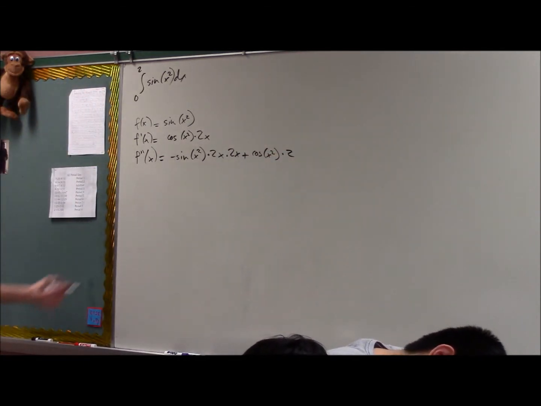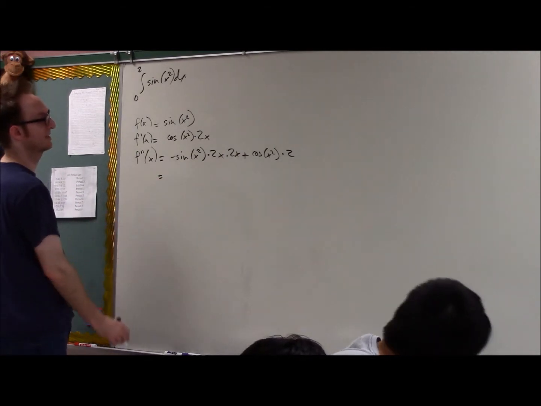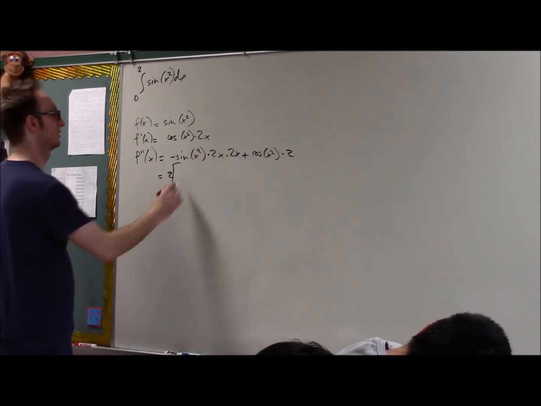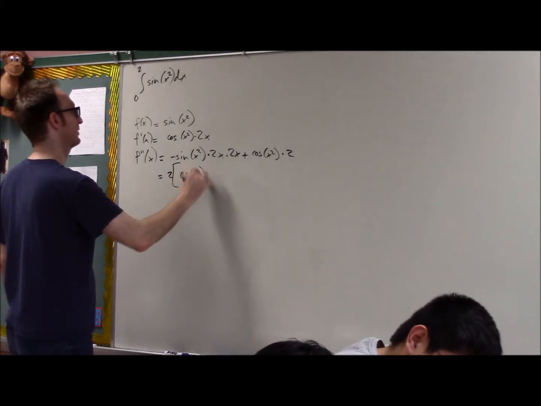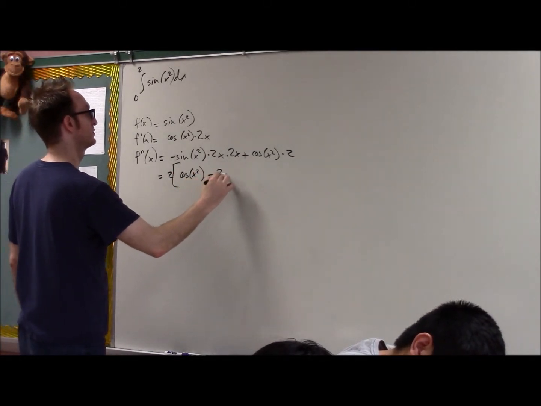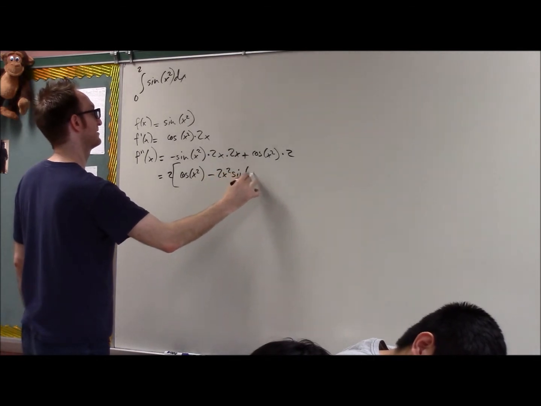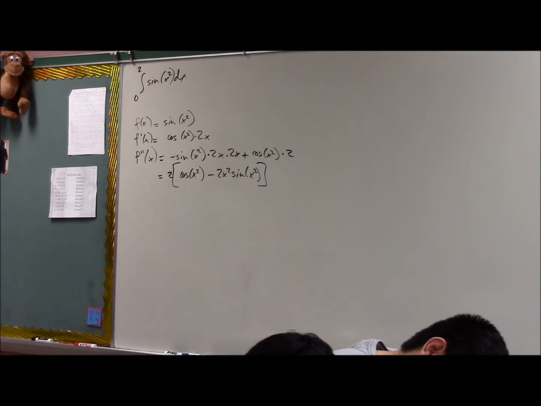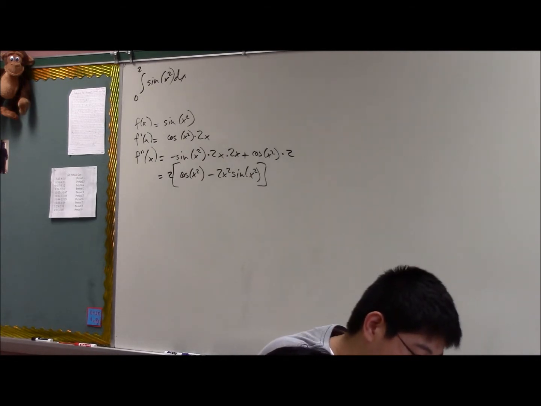So I get something kind of gross. It's going to be 2 cosine x squared minus 4x squared sine of x squared. I did this on my paper. Yep. Okay.